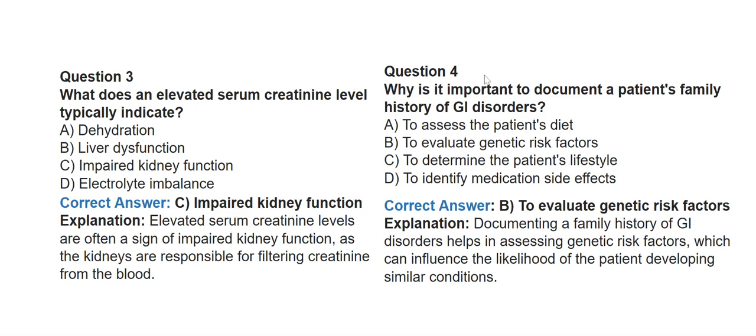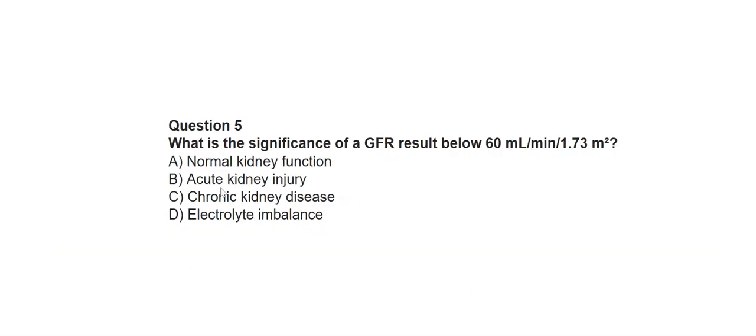Question 4. Why is it important to document the patient's family history of GI disorders? A, to assess the patient's diet, B, to evaluate genetic risk factors, C, to determine the patient's lifestyle, or D, to identify medication side effects. Genetic risk factors, B, is the answer, to evaluate genetic risk factors, as documenting a family history of GI disorders helps in assessing genetic risk factors, which can influence the likelihood of the patient developing similar conditions.